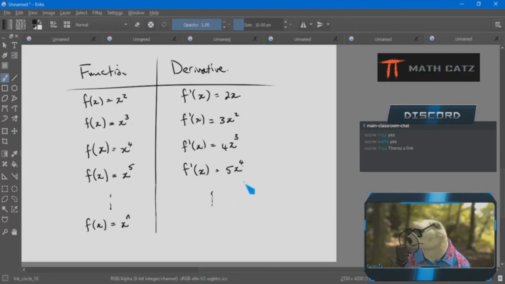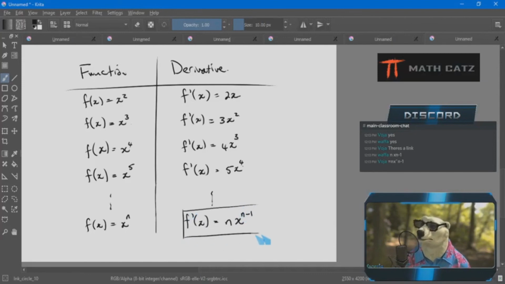Now, whether you see the pattern or not, I think everyone would recognize there is a pattern here. Definitely. It's not really hidden. The coefficient keeps increasing, so it's reasonable that the coefficient should be an n. It's the same as the power of x, right? And the new power of x is 1 less. And there we have it.